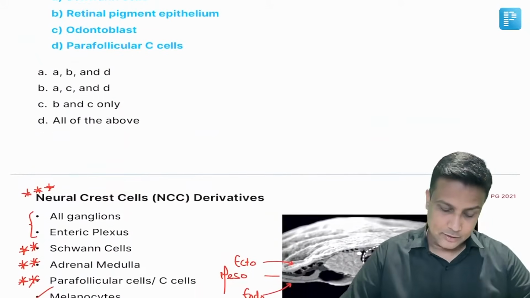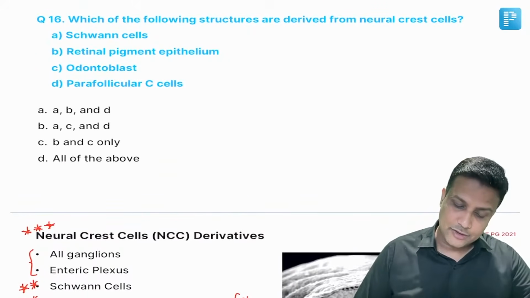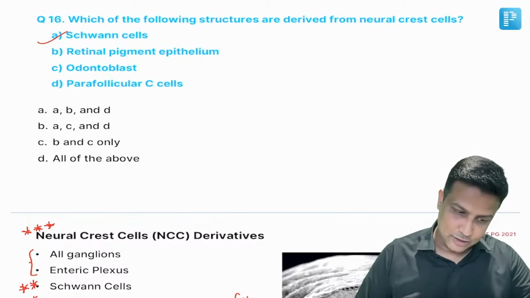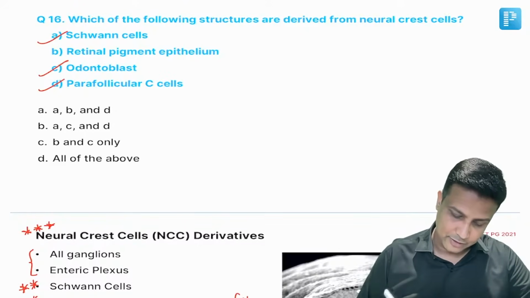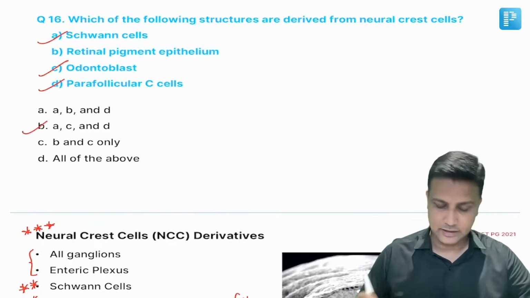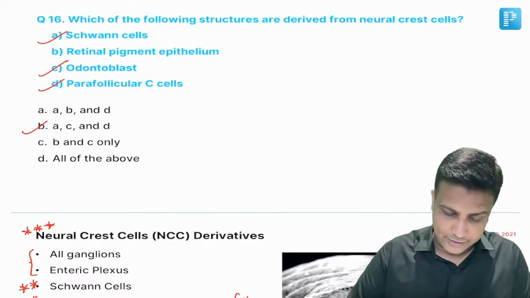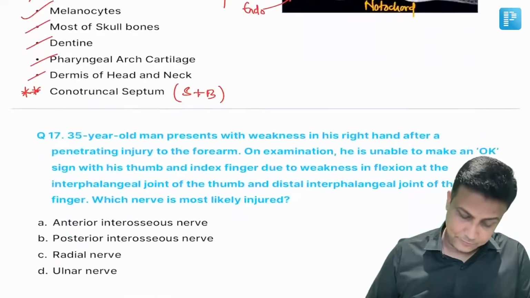Now coming back to this one here, what are the structures derived from the neural crest cells? Of course, the Schwann cells. Of course, the odontoblast will also be derived from here, and even the parafollicular cells are also derived from here. A, C, and D. Option B is right here. Not the retinal pigment epithelium, that is not derived from the neural crest cells.